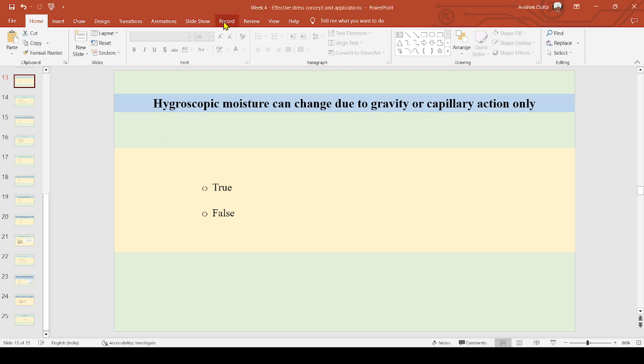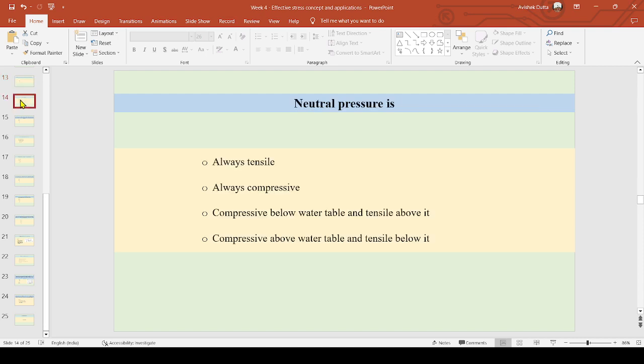Next question. Neutral pressure means pore pressure, the pressure exerted by the water. So neutral pressure is always tensile, always compressive, compressive below water table and tensile above it, compressive above water table and tensile below it.